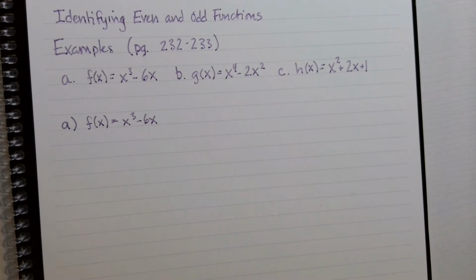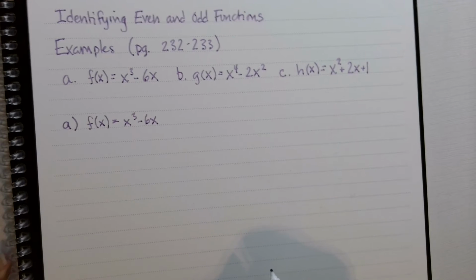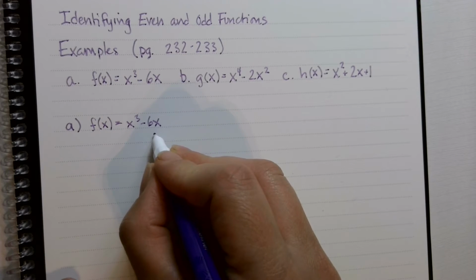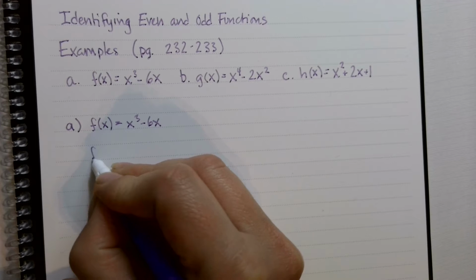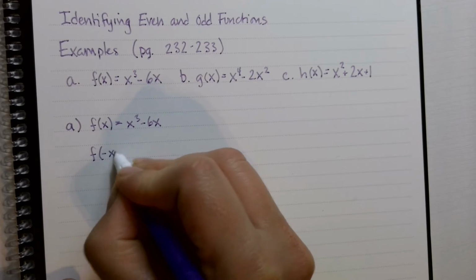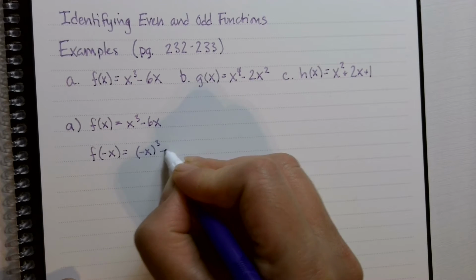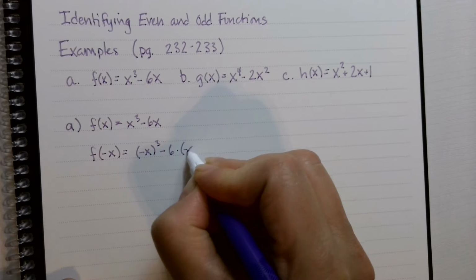If you have your definition out, remember that a function is even if f of negative x equals f of x for every x, and it's odd if f of negative x equals negative f of x for every x. So to test if it's even, odd, or neither, we plug in negative x. So f of x is x cubed minus 6x. f of negative x is negative x cubed minus 6 times negative x.